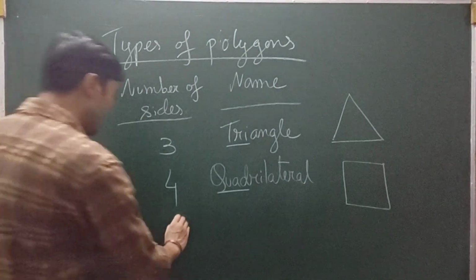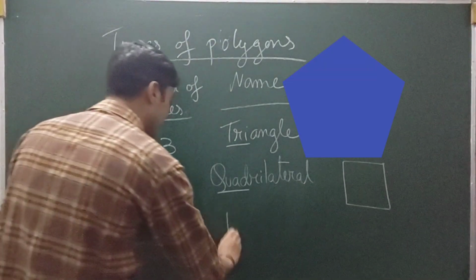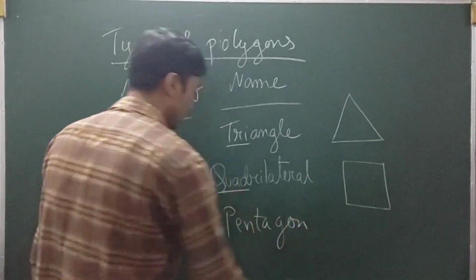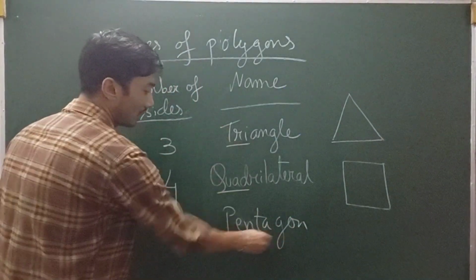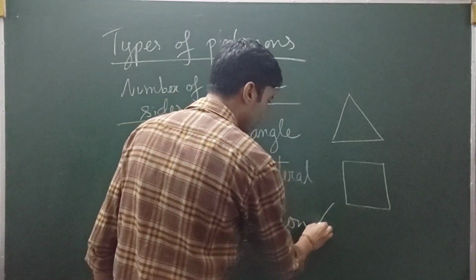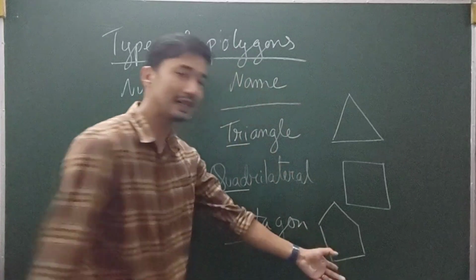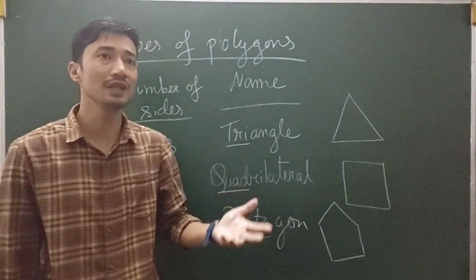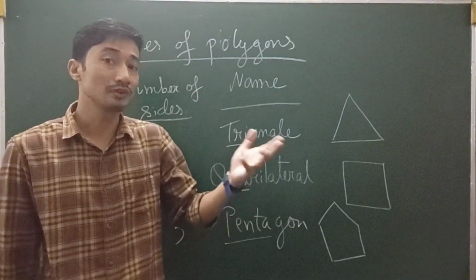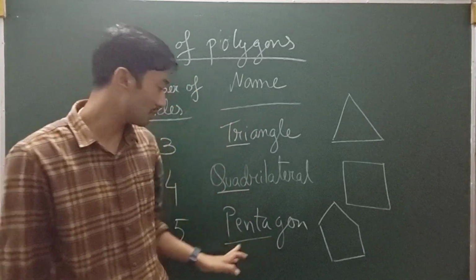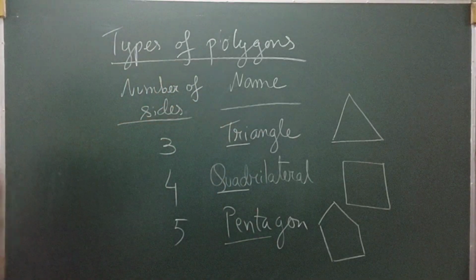Then we have a polygon that has 5 sides. That's called penta. In maths again, penta means 5. Pentagon. So this will have 5 sides. You can draw in your own way, 1, 2, 3, 4, 5. Not exactly, it has to look like this. Any closed figure drawn by line segments having 5 sides is called a pentagon.